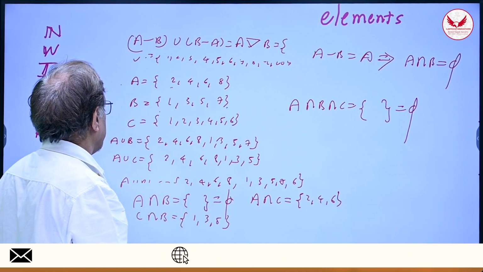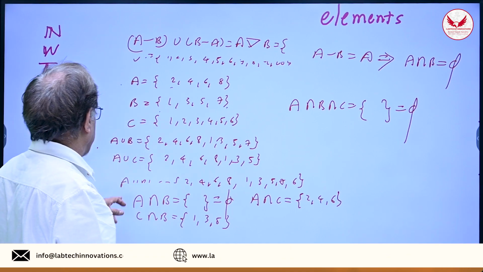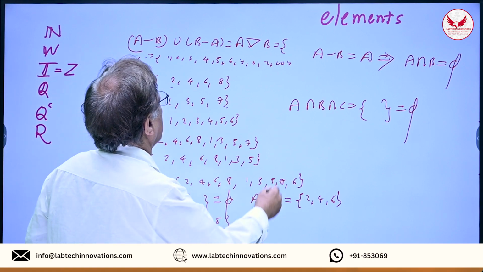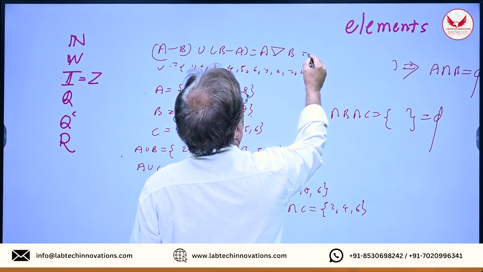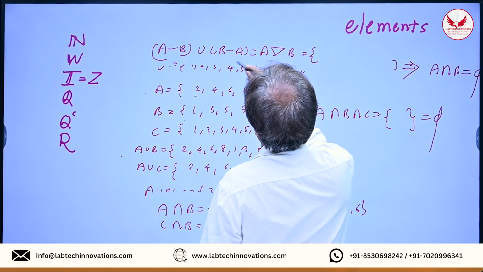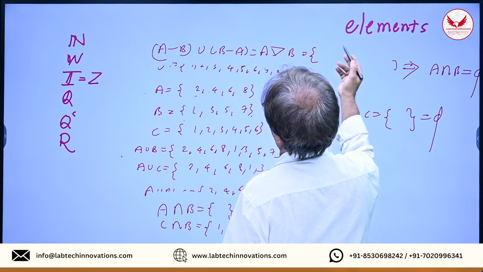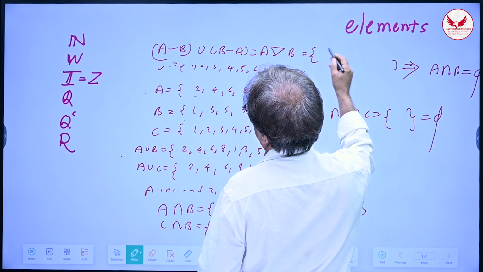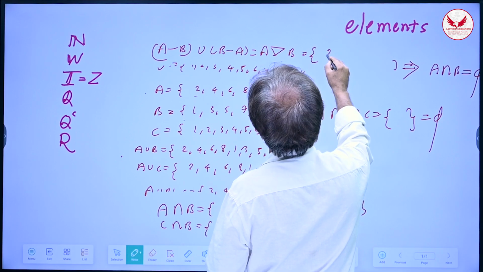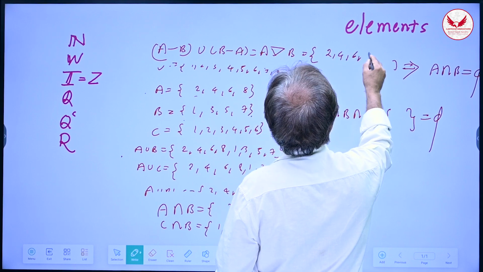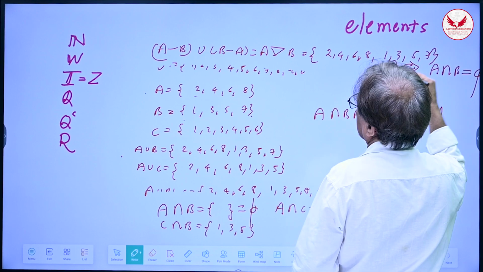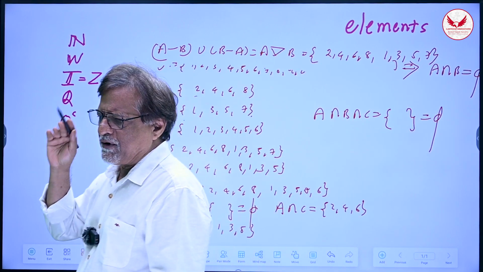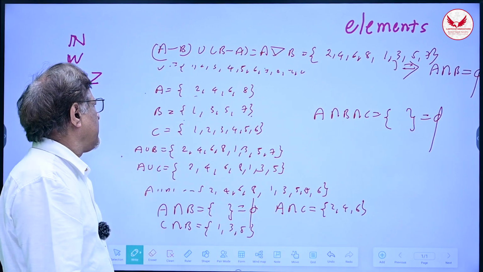A del B will be those elements in A which are not in B. So we have already seen A minus B. A minus B is the set of all those elements which are not in B, that means complete A. A minus B is complete A and B minus A is complete B, because they have nothing in common. So therefore it is 2, 4, 6, 8, 1, 3, 5 and 7. All the elements of A and all the elements of B are there. Why? Because they don't have anything in common.